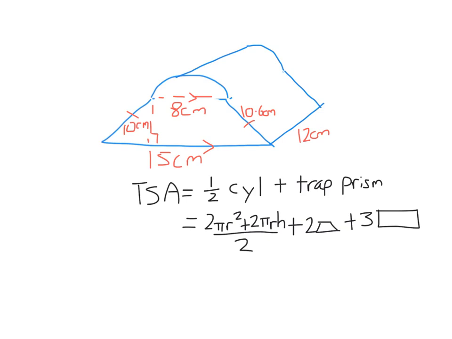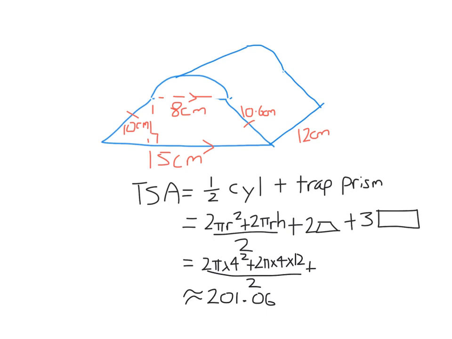So let's start with the half cylinder. The diameter is 8, meaning the radius is 4. So it's 2 pi r squared plus 2 pi r h, where the radius is 4. Now the perpendicular height of the prism and of the half cylinder is 12 centimeters. So 2 pi rh divided by 2. If I put that on my calculator, I get about 201.06.